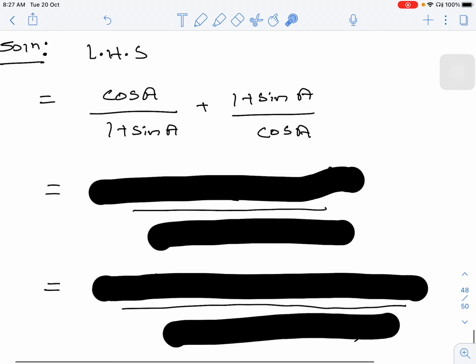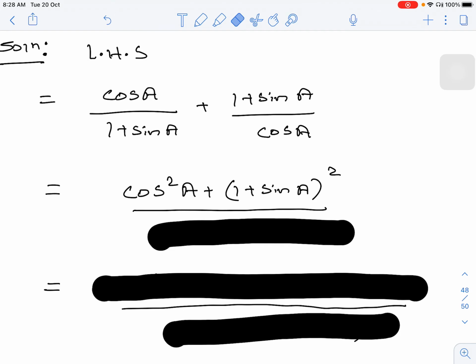Now we can do cross multiplication. This cos A will multiply to cos A, this 1 plus sin A will multiply to 1 plus sin A, and these both will multiply to each other. That is what we have done. We are taking LCM of that one. Okay, so in the next step, after doing the cross multiplications, we get it in this way.